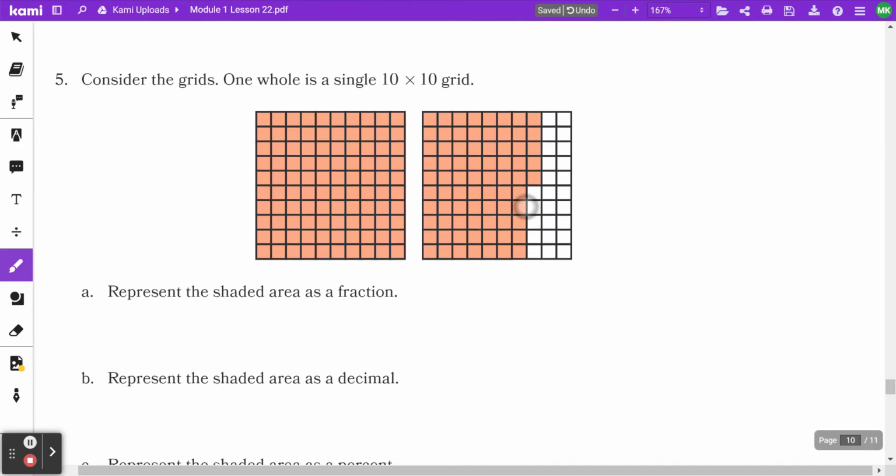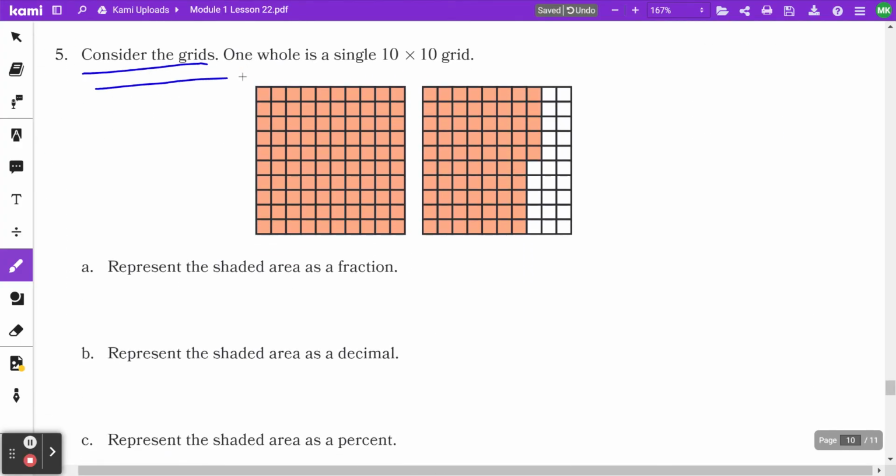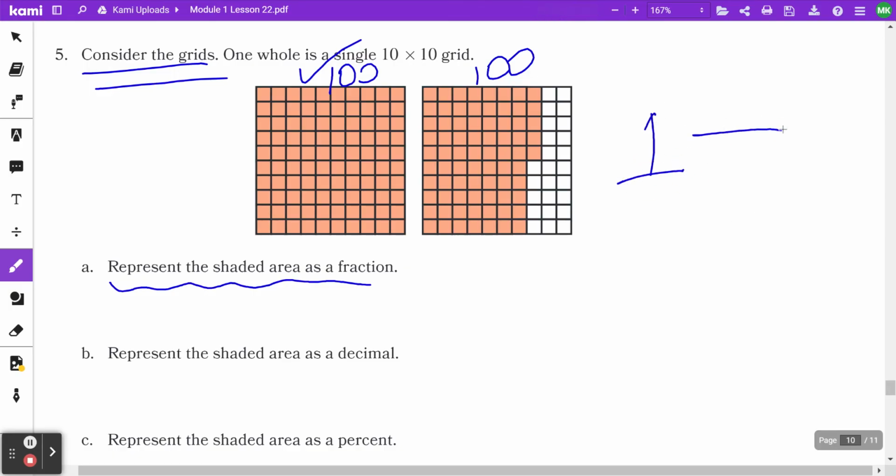Let's see what else we have here. Ooh, let's see. Consider this grid. I have more than 100 here. Let's see. So I have 100 for this guy and 100 for this guy. And what is actually represented by the shadowy area here. So let's see. So I have one total, and it looks like I have 10, 20, 30, 40, 50, 60, 75 out of 100, like that, right?